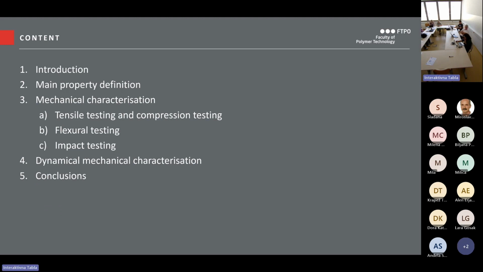First, we'll go through some introduction, define some main properties, then we'll take a look into mechanical characterization, where we will go through tensile testing, compression testing, flexural testing, and impact testing. And then we'll go to dynamic mechanical characterization and go through some general rules of polymers related to their mechanical properties in the conclusion.